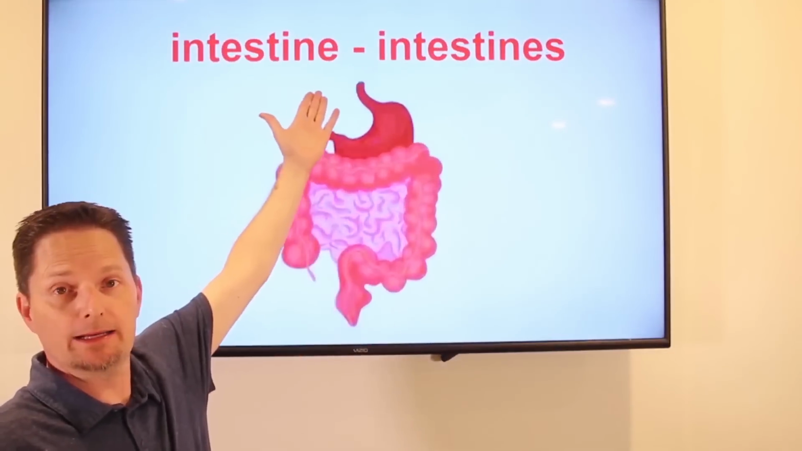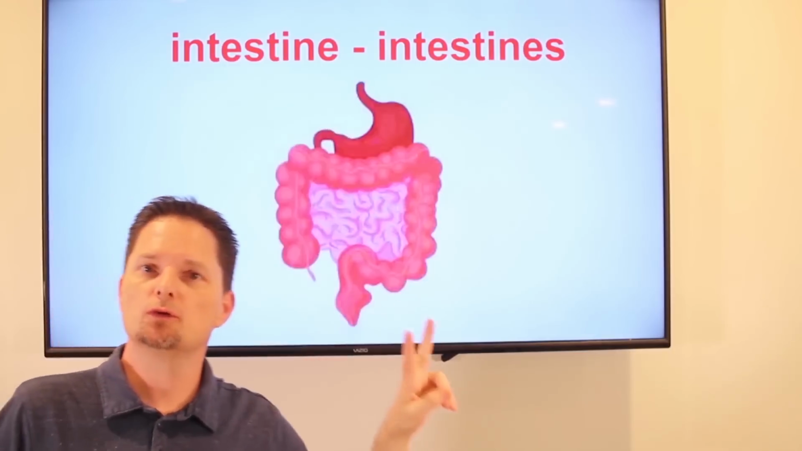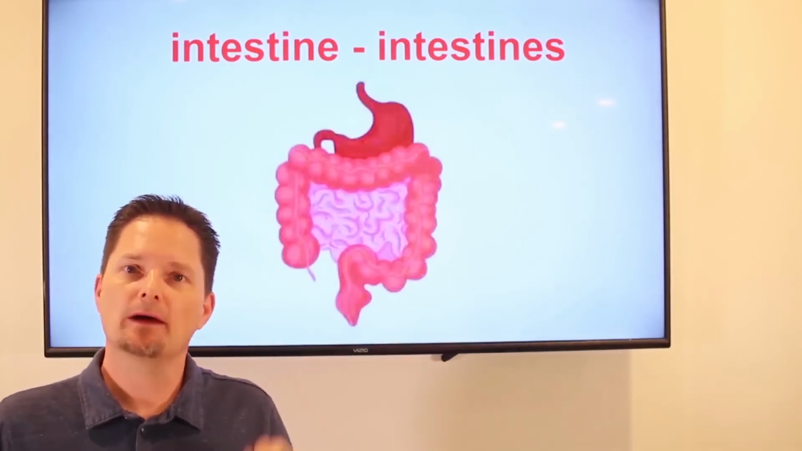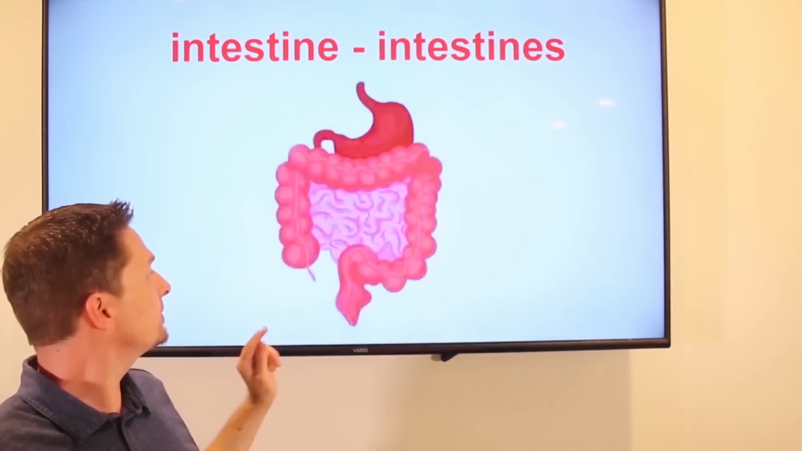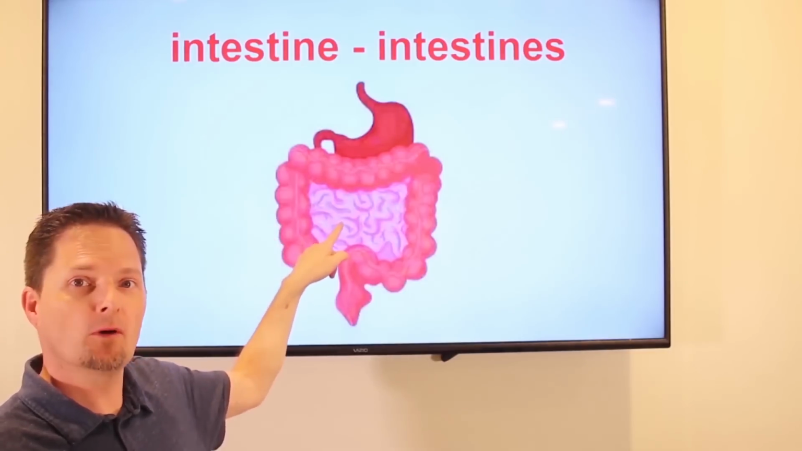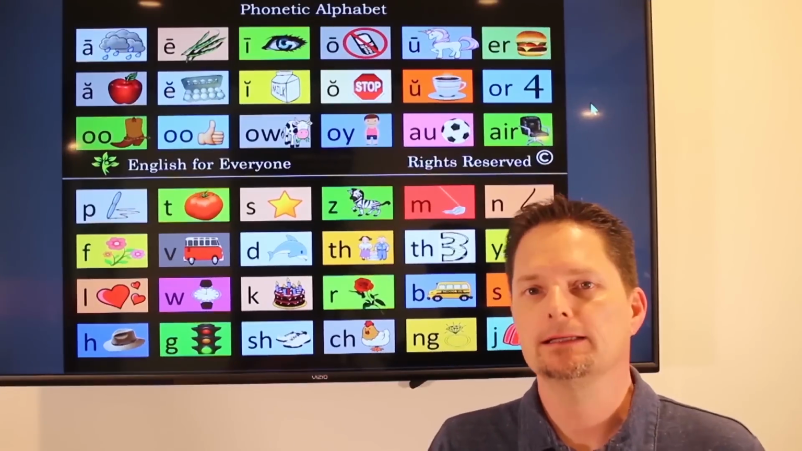So remember, the INE is pronounced in, intestine. 1 intestine, 2 intestines. That's right, you have 2. You have a large intestine, but first the food goes through the small intestine. So intestines. Pronunciation, intestine.